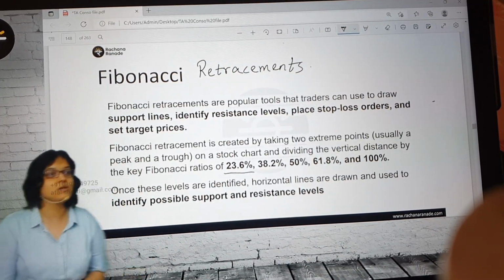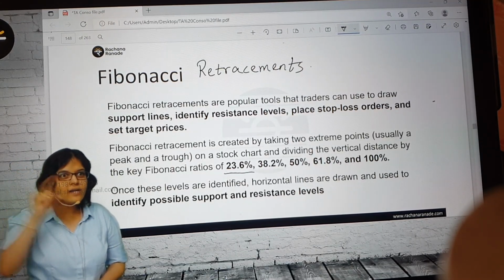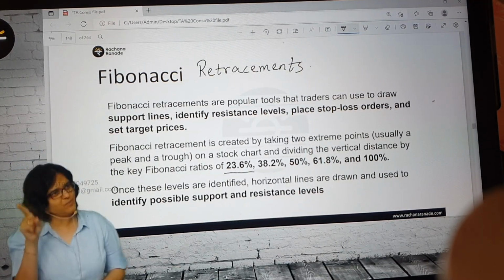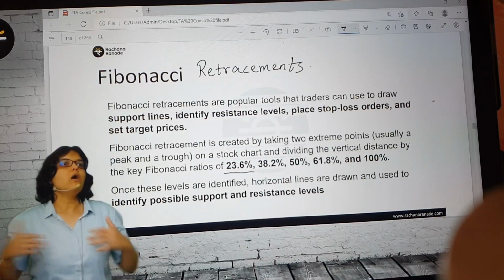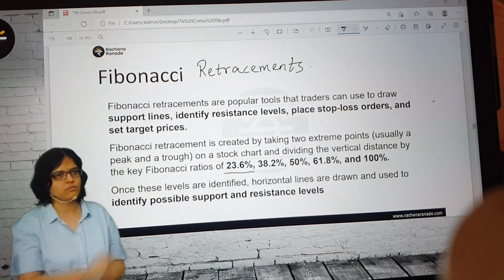What is important for us? Big question. If it is going down, and we have seen an island reversal, oh my God, to what line can it fall? Ideally, it should seek some support at 23.6%. If that is broken, 38.2%. If that is also broken, ideally 50% is a rock solid support. Actually, 38.2 is also very good support.